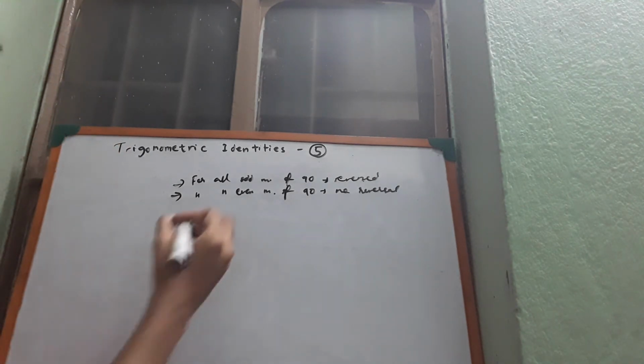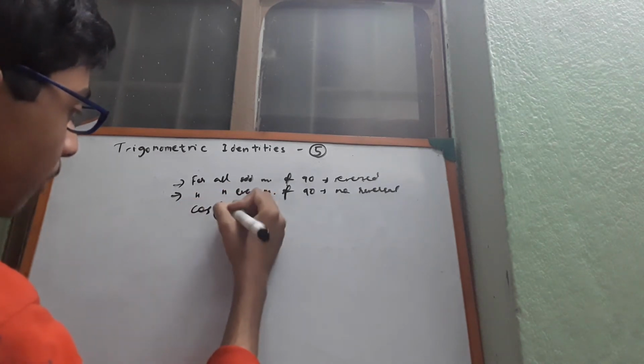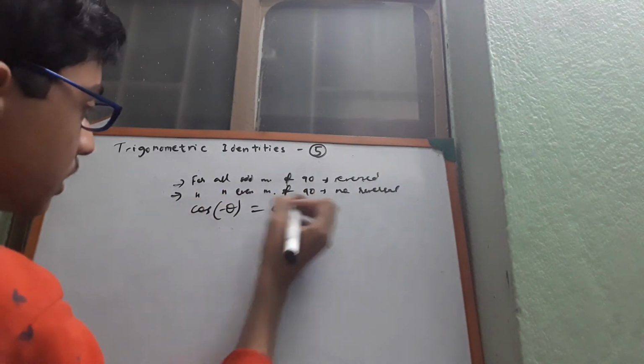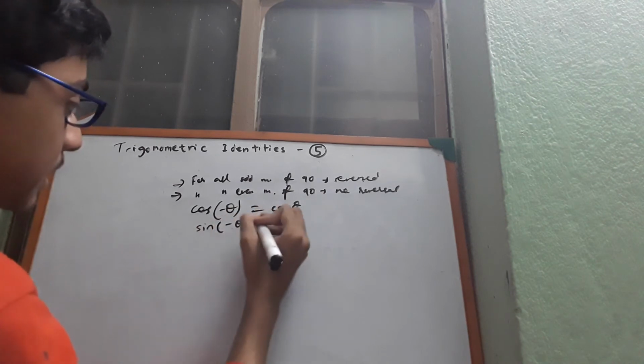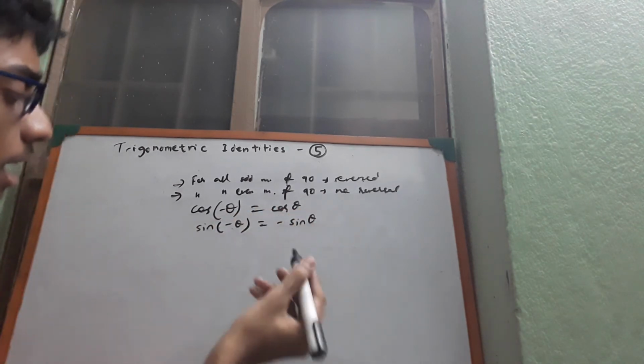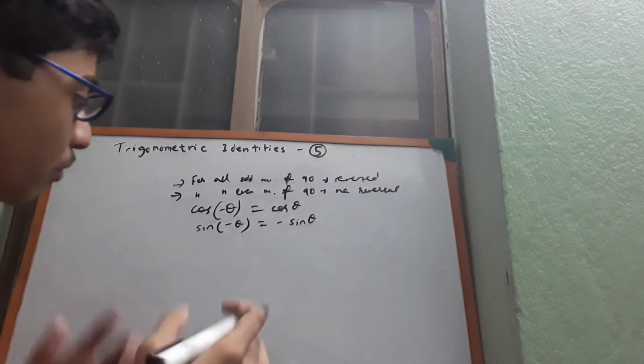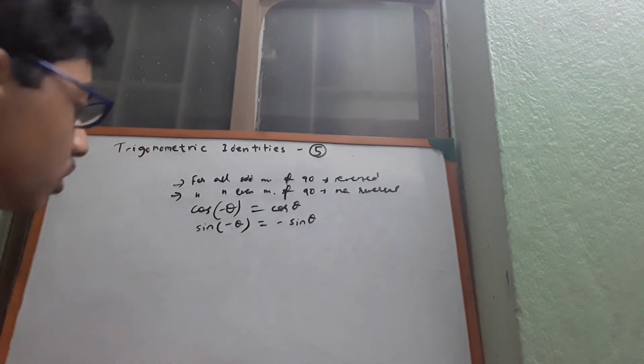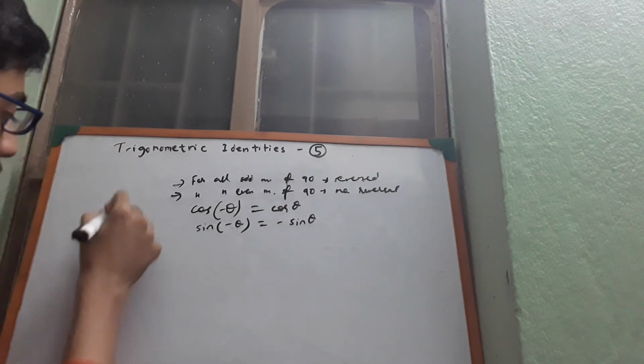By the way, I already showed the geometric derivation: cos of minus theta is just cos theta, and sine of minus theta is negative sine theta. Once you know these two, you can easily find out tangent, cotangent, and so on and so forth, right?